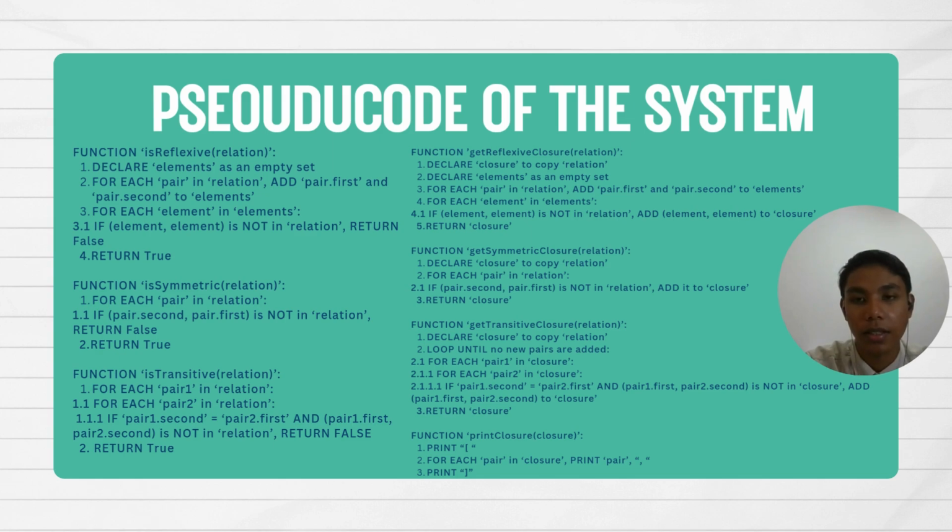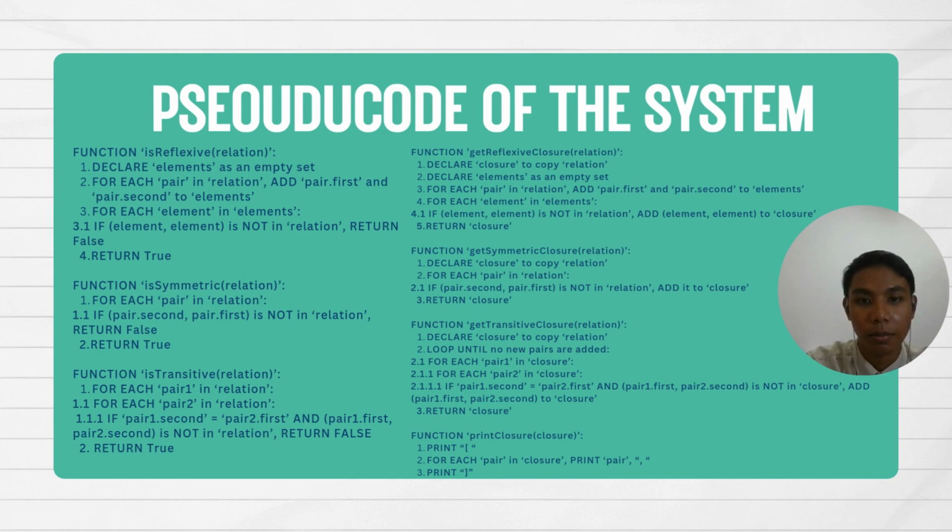You can see on the slide, these are all the functions or the methods that we use inside our program. We have all three: is reflexive, is symmetric, and also is transitive, to identify if the pairs of elements fall into any of these three categories. And on the right side, you can see the closure method to ensure if the conditions for every properties of relations are met.